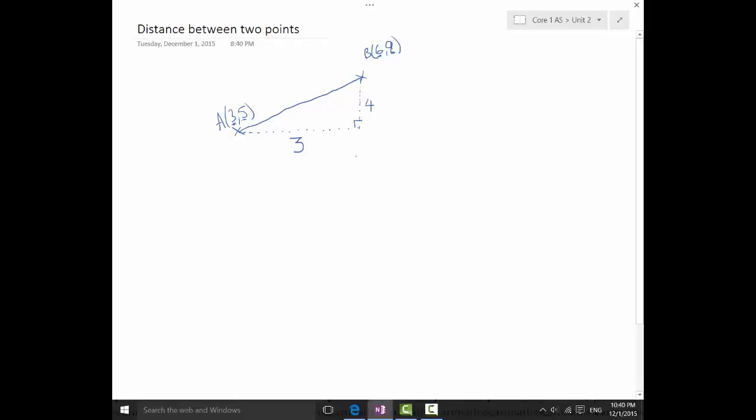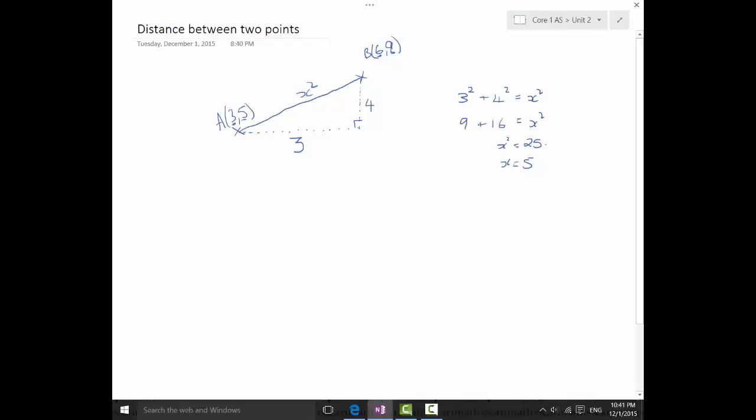Now this makes a nice right angle triangle, so using Pythagoras we can say 3 squared plus 4 squared is the distance x squared, which is 9 plus 16 is x squared, and if you know your Pythagorean triples you will have known that x squared would have been 25 and x would have been 5.